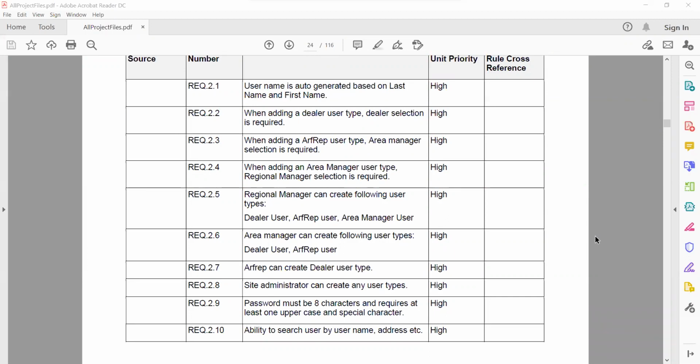right? So what this requirement says is that whenever I'm trying to create a new user, and if that user is of type dealer user, I have to specify which dealership that user is associated with. Otherwise I could just create a user, let's say called Bob Smith, of the type dealer user without saying at which dealership they work. So if I'm creating a Bob Smith, I have to pick in which dealership Bob Smith works. Okay, thank you.